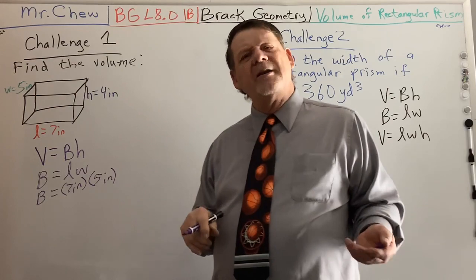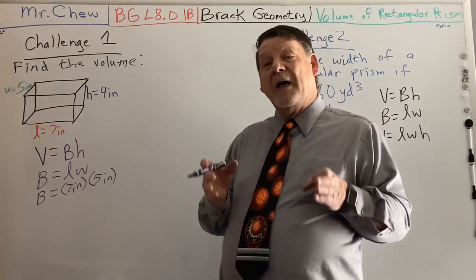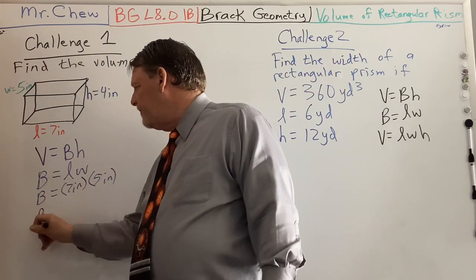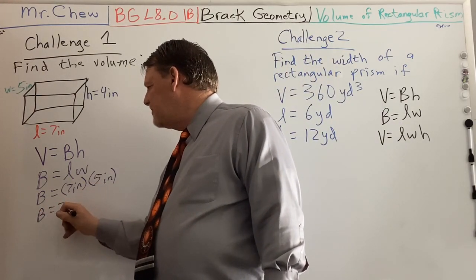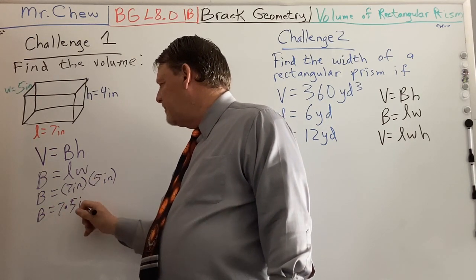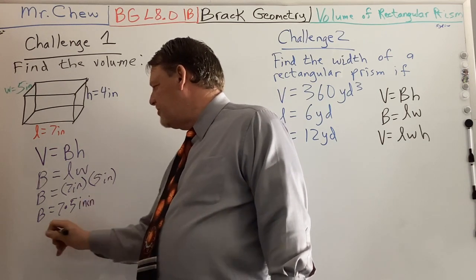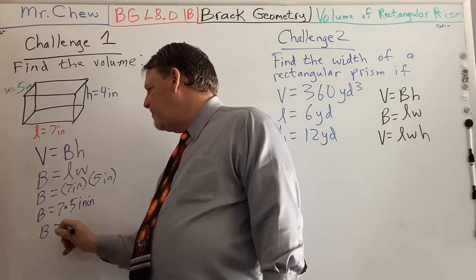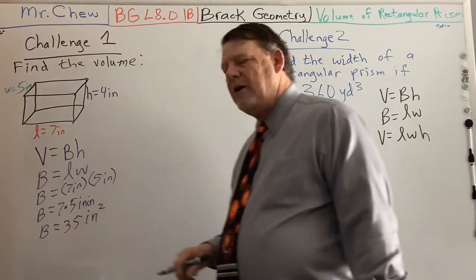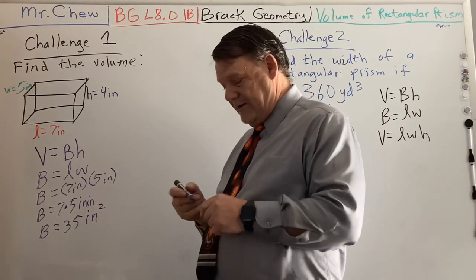Remember, when you're multiplying numbers, there's an algebraic property that says you can multiply in any order. So we put the numbers together, 7 times 5, I used a raised dot. And then I put the two dimensions together. Inches times inches ends up being 35 inches squared. Area will always be in square units, and this is called base area.